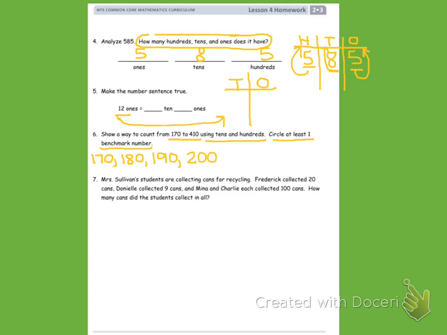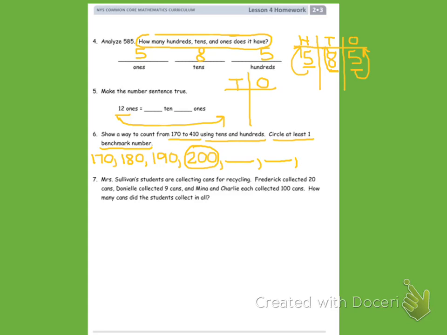Now 200 I'm going to circle because that's a benchmark number. The reason it's a benchmark number is because this is where I'm going to stop counting by tens and begin counting by hundreds, because it would be easier for me to begin counting by hundreds here. It would take me less time to count to 410 in this way. So if I'm counting by hundreds, what number comes next? Write it there. Don't forget your comma. And if I'm counting by hundreds still, what number would come after that one? Write it there. Don't forget your comma.